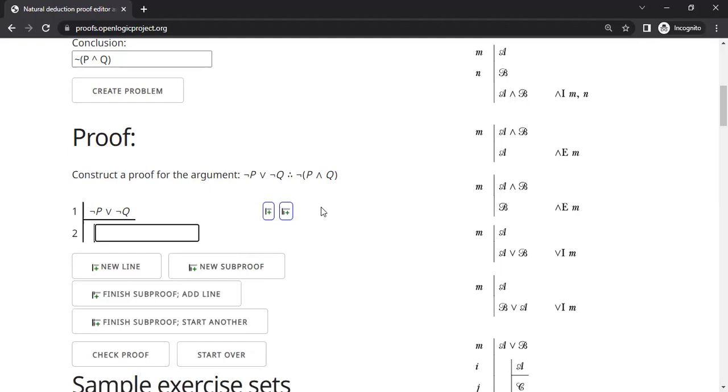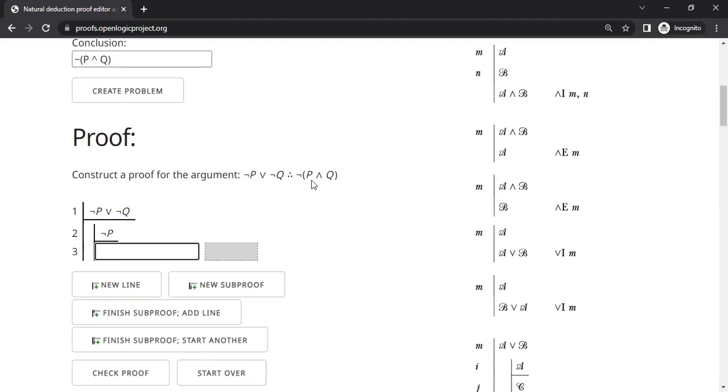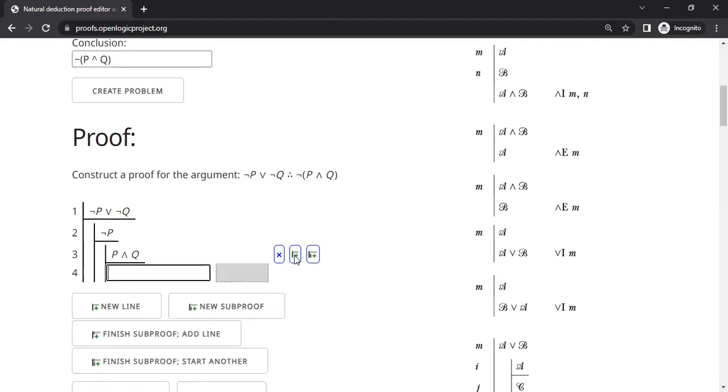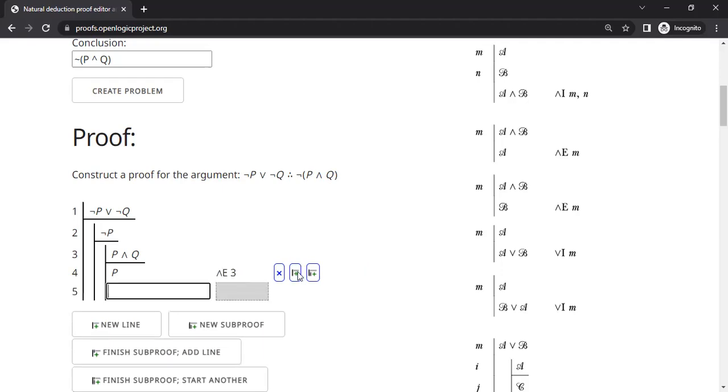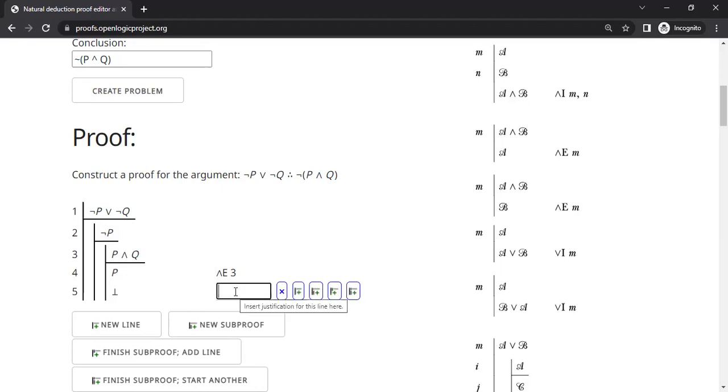Let's assume not P is true. Let's make an opposite of the conclusion. The conclusion has a not in the front, so I'm going to ignore the not. I'll just say P and Q, which allows me to deduce P because of and elimination, line number 3. Now I have a contradiction, because line number 2 says not P, line number 4 says P. This is due to not elimination of line numbers 2 and 4.